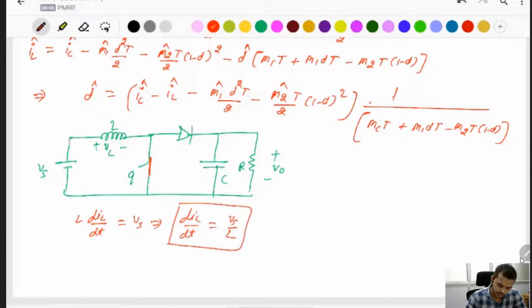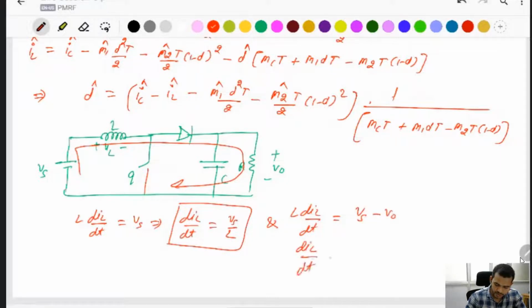Same thing in the second condition. When the switch is off, the current can flow like that. L dIL by dt is equal to Vs minus V naught. Then dIL by dt is Vs minus V naught divided by L.